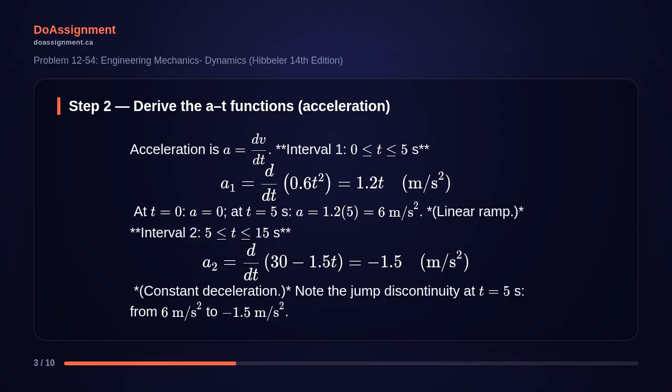Acceleration is the derivative of velocity with respect to time. In the first interval, differentiating 0.6 t squared gives 1.2 t, a linearly increasing acceleration, rising from 0 at t equals 0 up to 6 meters per second squared at t equals 5 seconds. In the second interval, differentiating 30 minus 1.5 t gives a constant negative 1.5 meters per second squared. There is a sharp jump in acceleration at t equals 5 seconds, from positive 6 down to negative 1.5.